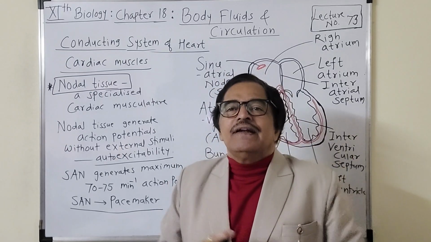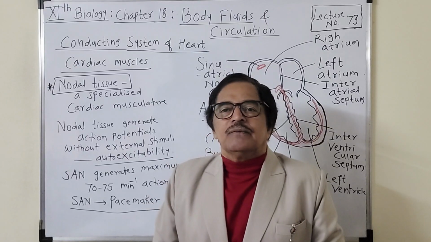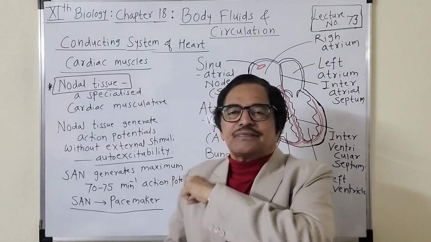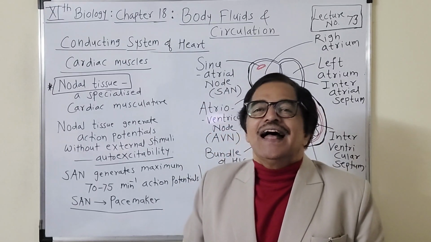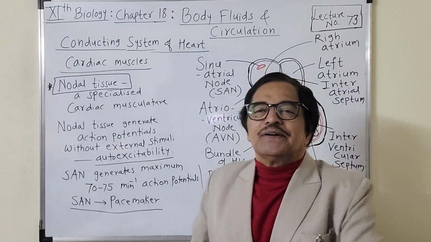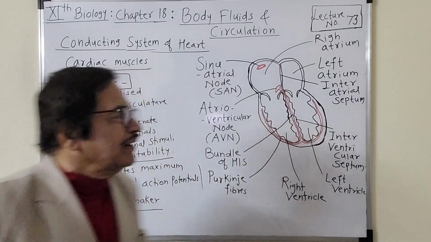Because that is needed there, more and more blood is required to be pumped from the ventricle, and that's why the heartbeat increases. So who maintains this? That is maintained by SAN, and that's why SAN is called the pacemaker. This SAN is the sinoatrial node.